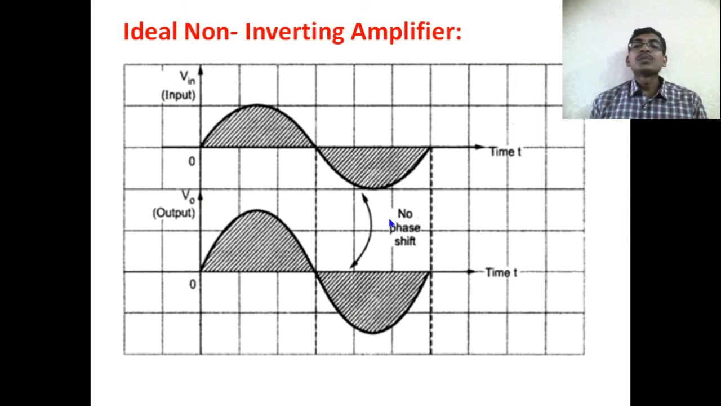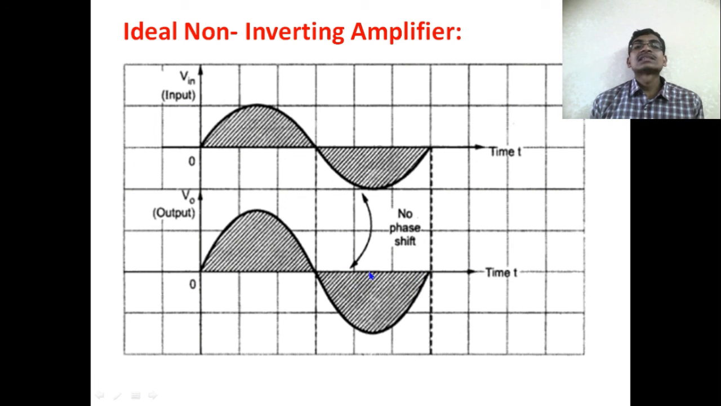Let us see the input and output waveforms of the ideal non-inverting amplifier. Here this is the input waveform and this one is the output waveform. One thing we can observe, both are the same. There is no difference between input waveform and output waveform. Input is in positive half cycle, output is also in positive half cycle. If the input is in negative half cycle, output is also in the negative half cycle. There is no phase shift, so 0 degrees phase shift we can say.